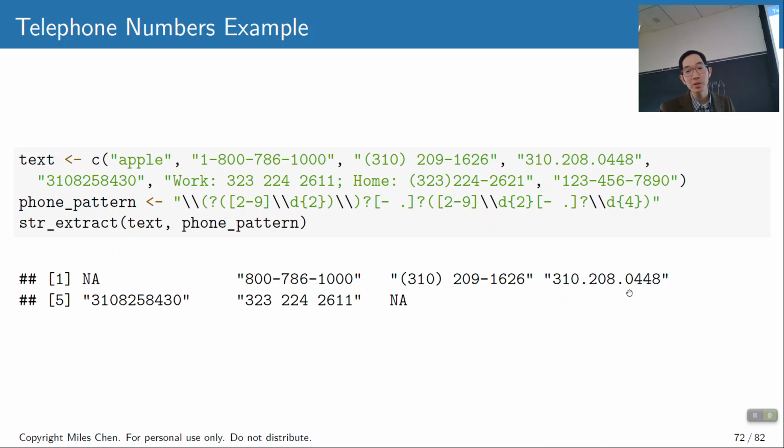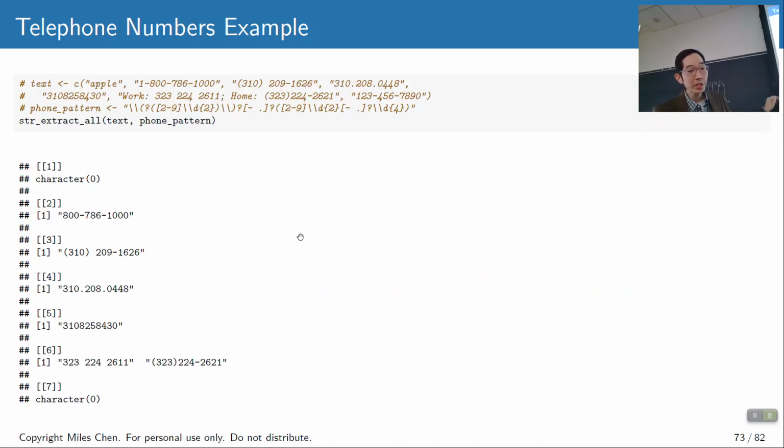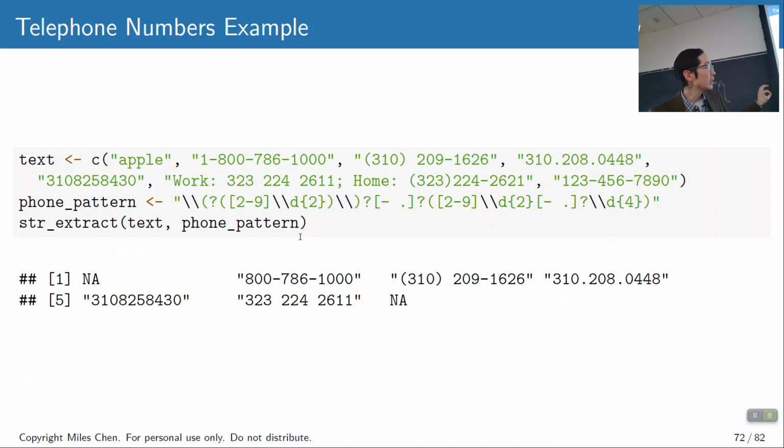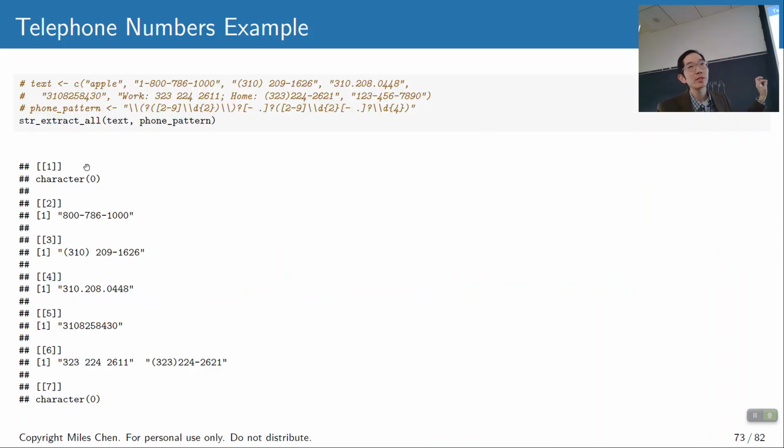This matches 310.209. This also matches, it matches only the first one for work, and that's what string extract does, and then this one does not match. If I do string extract all, this allows, in this instance, this person entered 2 phone numbers into the single text field, and string extract all will match all things. And so instead of getting a vector of the same length as the input text, we are going to get a list with the same length as the input text. And each element of the list is a vector that could contain 1 or more values.